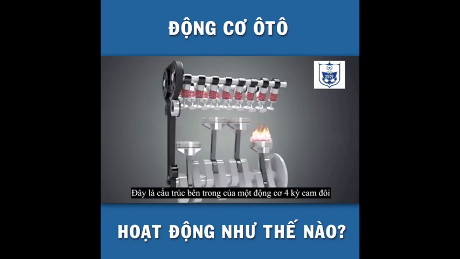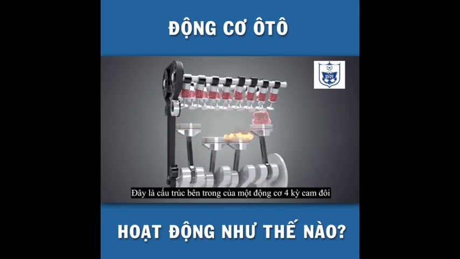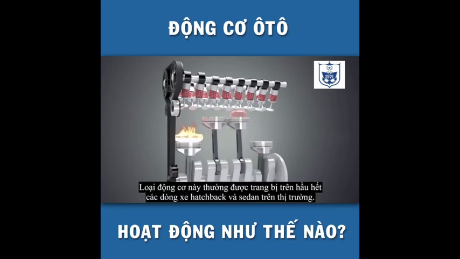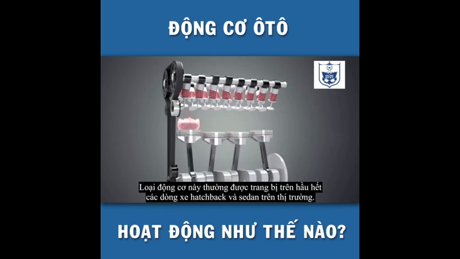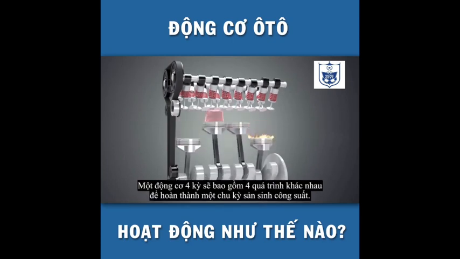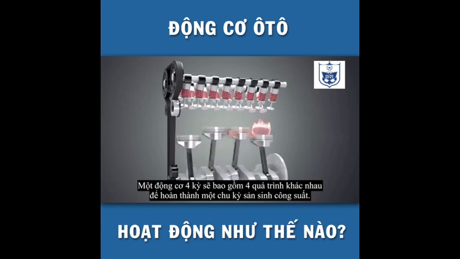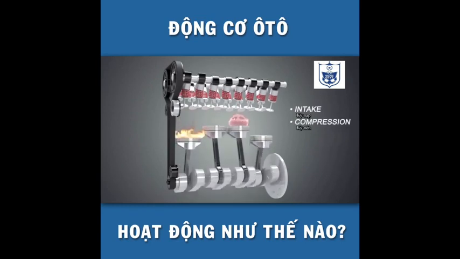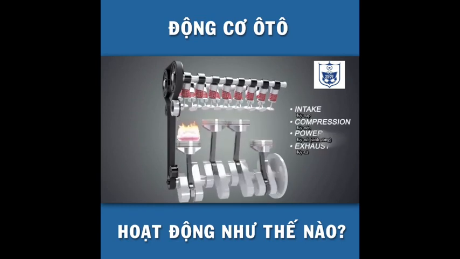This here is the internal structure of a 4-stroke, inline 4-cylinder, DOHC engine, which is commonly found in most hatchback and sedan cars. A 4-stroke engine should pass through 4 different strokes to complete one cycle to produce power. They are intake, compression, power, and exhaust stroke.